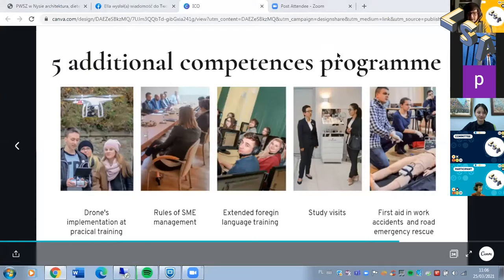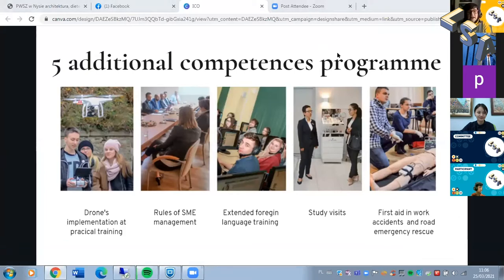The third one is extended foreign language training. Every student can choose a third language for free. They are learning two of them during studies, and the third is also free for them if they like. And these are sometimes those that are not that popular, like Czech, or sometimes it could also be Chinese if we have a group, or some other languages. So this is quite interesting.